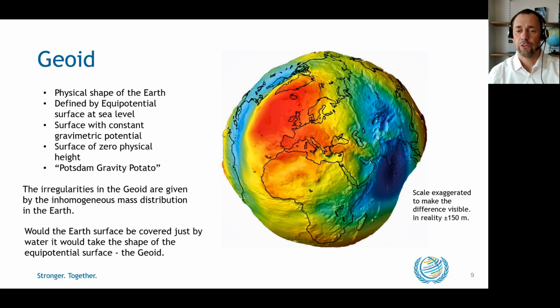The different colors in the picture emphasize the variations of the height following the equipotential surface. Be reminded that the real variations of the height are about plus minus 150 meters. To make them visible, the scale of the height in the picture is exaggerated.